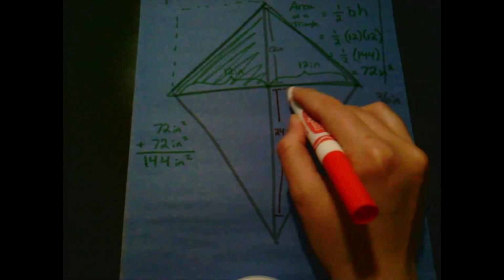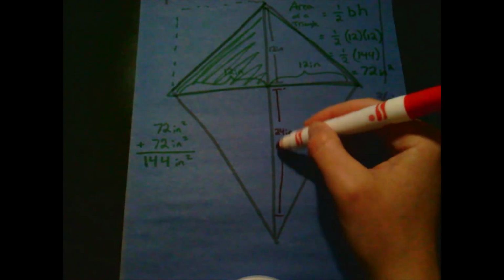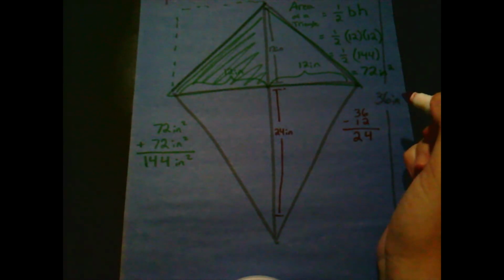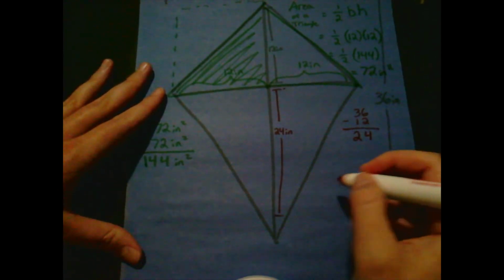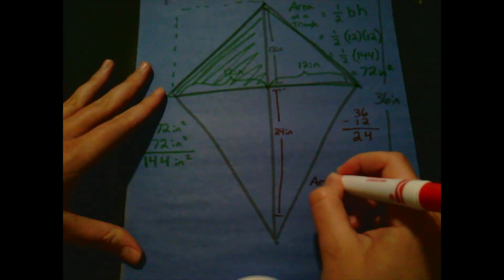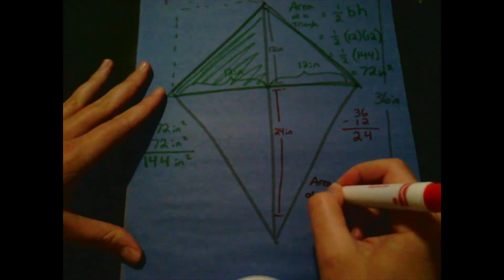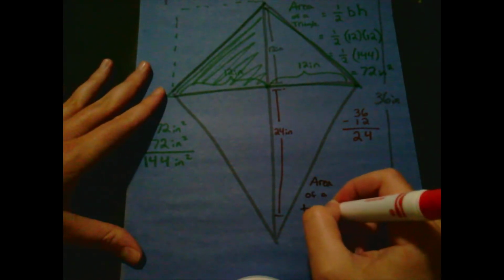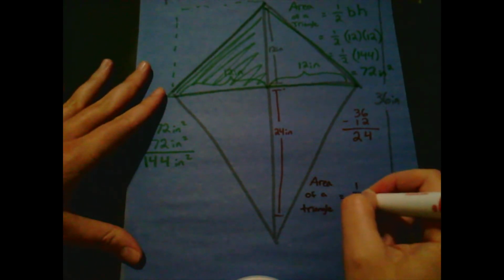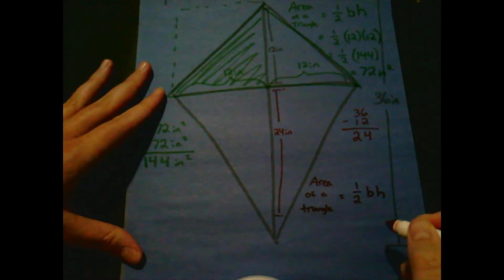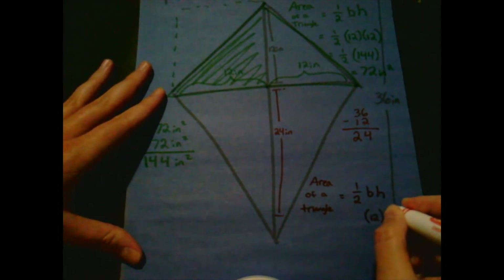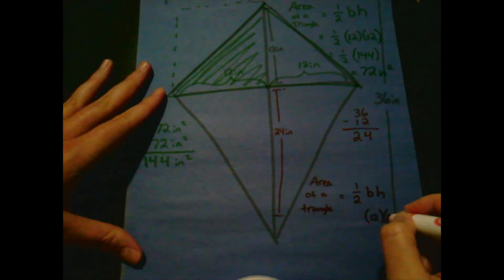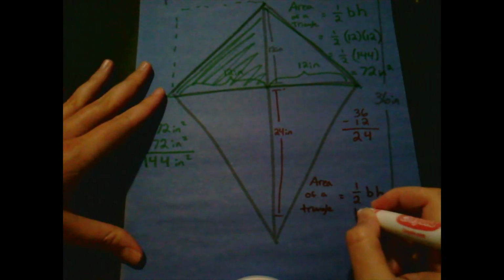Alright, so we already know that this length right here is 12, and this height is 24. Now we're going to do area of a triangle, because this is a triangle. So area of a triangle equals 1/2 base times height. Our base is 12 inches, and our height is 24 inches. Don't forget the 1/2 part.